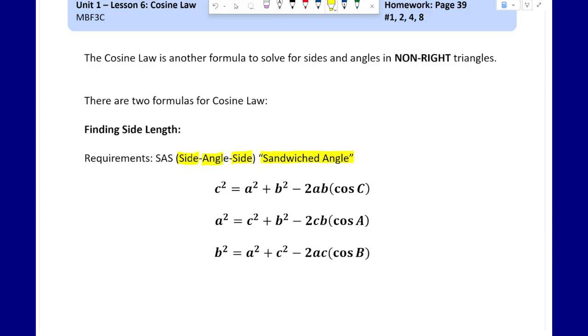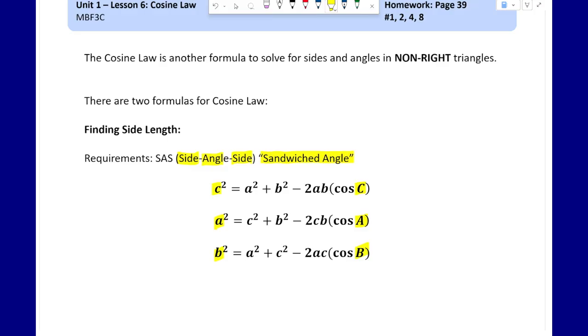Now you'll see three different versions of the formula, and they're essentially all the same. The only difference is we're swapping out the letters depending on what side we're looking for. The main thing you want to make sure is paired up is the side you're looking for and the paired angle for that side. So if I'm looking for side C, I have to be given angle C and the other two sides. If I'm looking for side A, I have to be given angle A. If I'm looking for side B, I have to be given angle B.